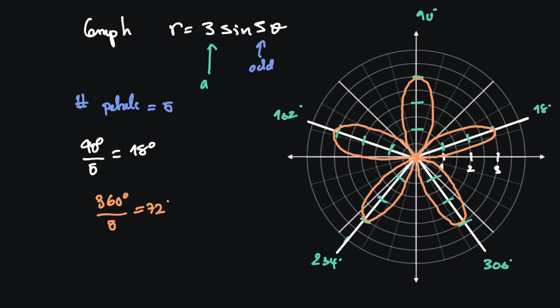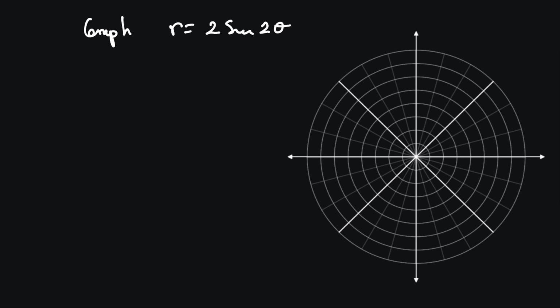Okay, so let's grab another one. In this case, we're going to graph r is equal to 2 sine of 2 theta. Right, so this is a, and this is n. And since n is even, then we know that the number of petals is going to be equal to 2 times n. 2 times n will be 4. We're going to have 4 leaves.